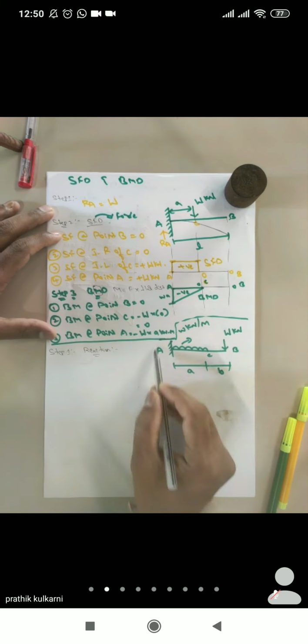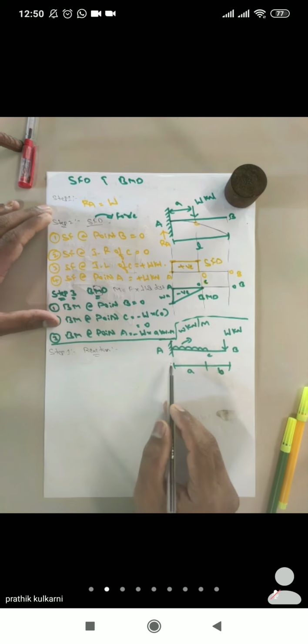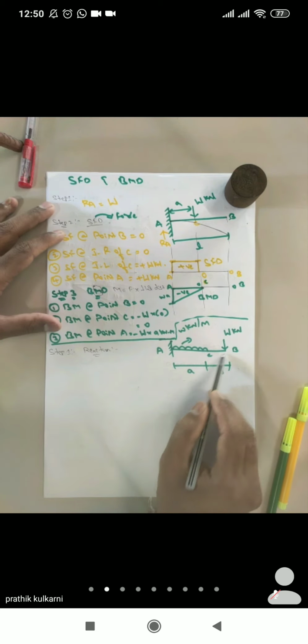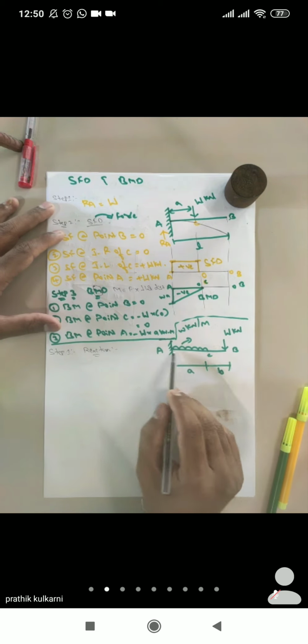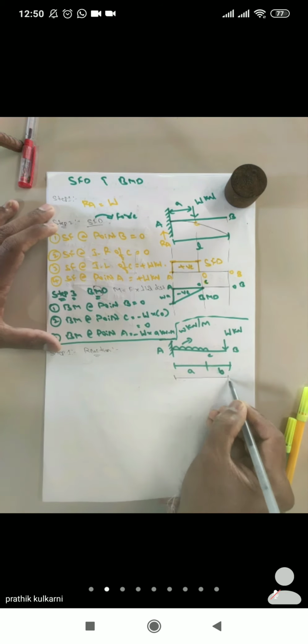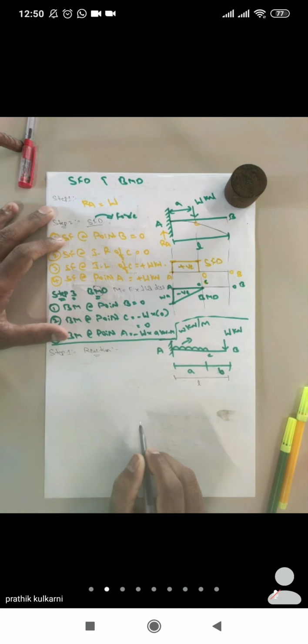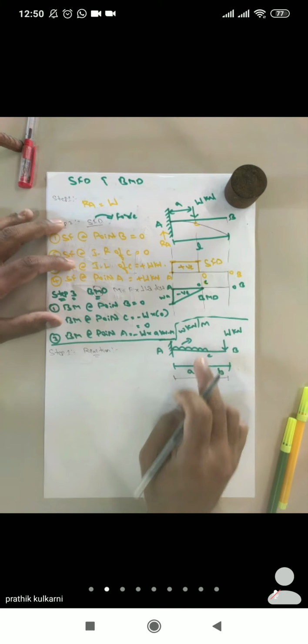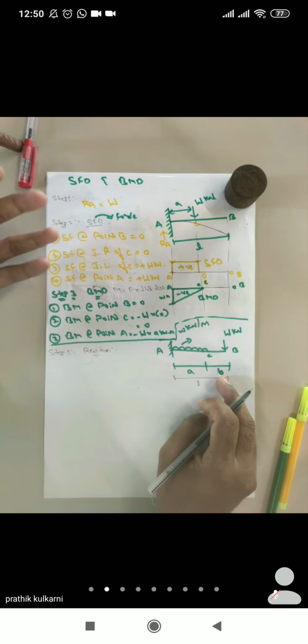Now here, we'll find out the shear force and bending moment diagram for a cantilever beam carrying a point load at the free end and carrying a UDL. The UDL is for a span of A. You can take the complete length, A plus B, as L if you want. The UDL we will take as A, and this portion we will take as B.